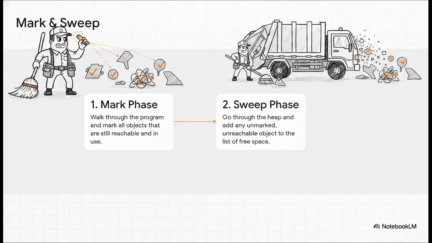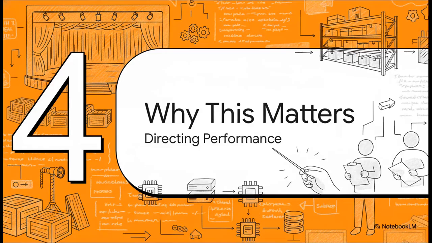And that's where our cleanup crew, the garbage collector, comes in. One of the most common strategies it uses is called mark and sweep. It's a really simple 2-step process. First, the system does a full inventory. It walks through the entire program and puts a little mark on every single object or prop that's still being used. Then, step 2, it sweeps through the entire warehouse and gets rid of anything that doesn't have a mark. Simple, but super effective.